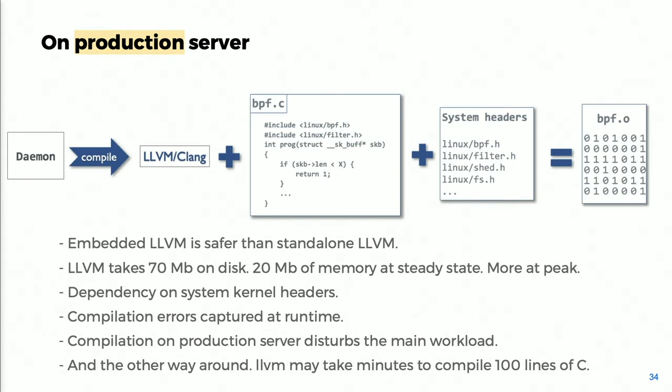The problem with this approach is that compilation itself on a host can disturb the main workload. And the other way around, the main workload can be occupying so much memory that compilation of 100 lines of C code may take up to 2 minutes. If a service is trying to start, or I'm logging into a machine to do performance analysis with my func latency script, it needs to compile 100 lines. It may take 2 minutes because the system is so overloaded. So that was the problem.